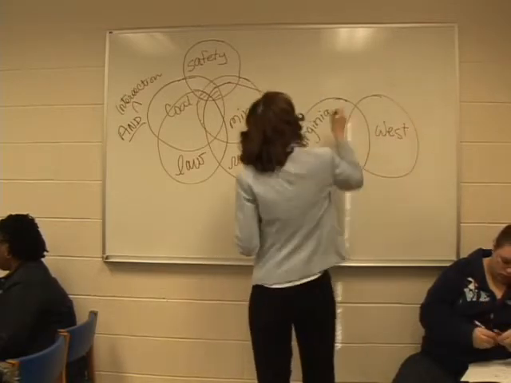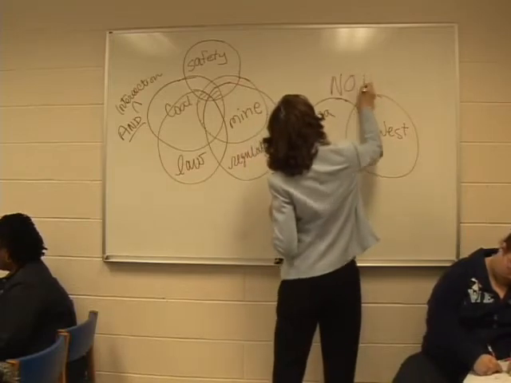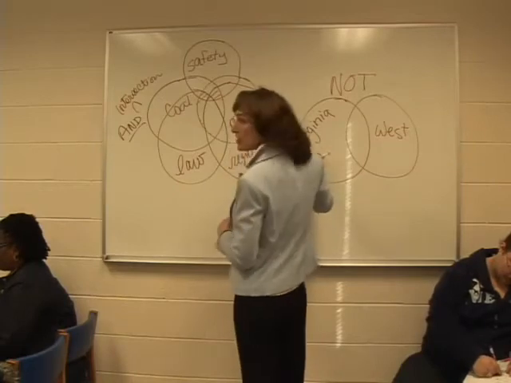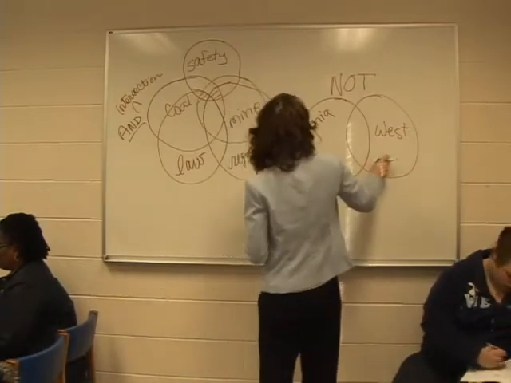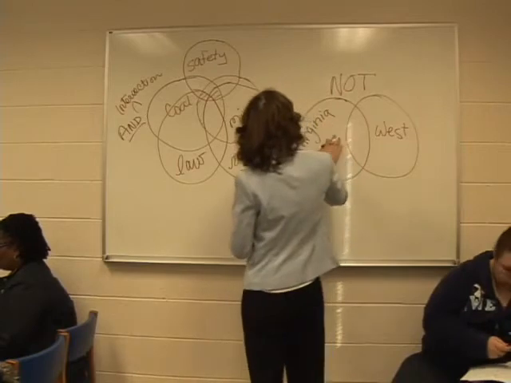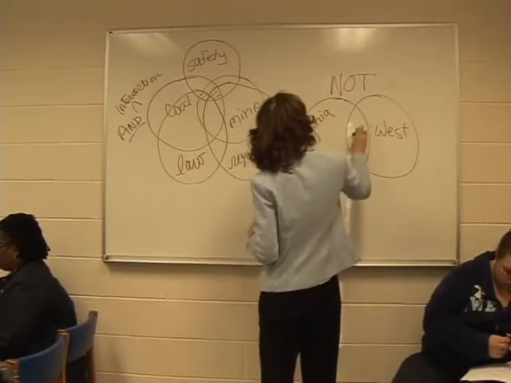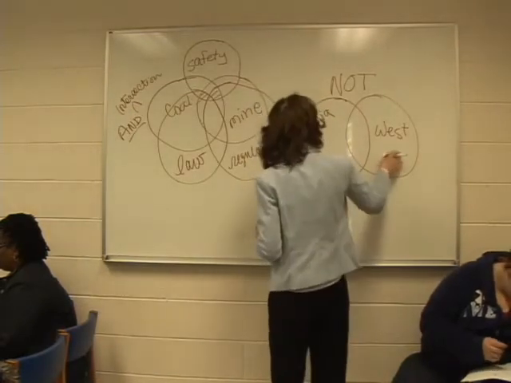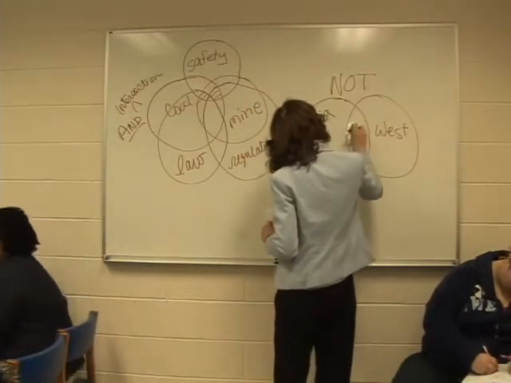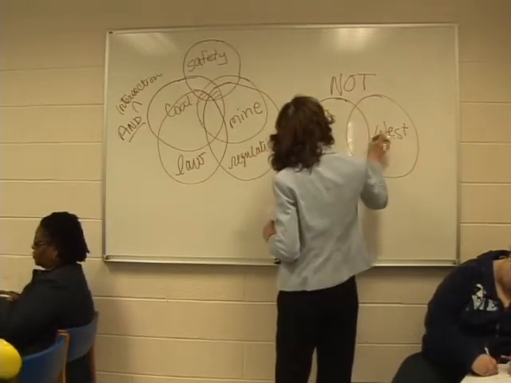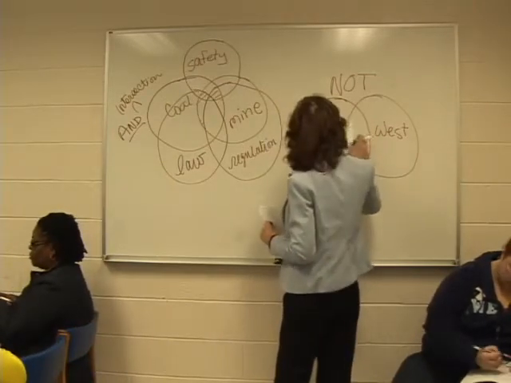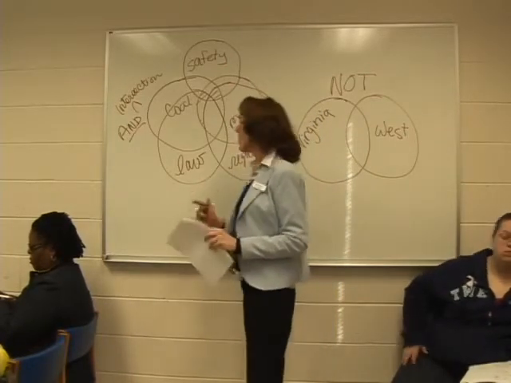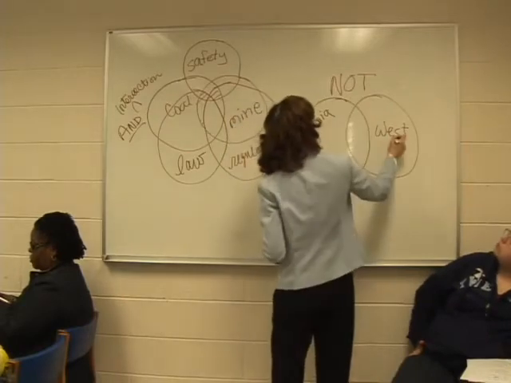Okay. What we're going to do is a not right here, because we want the word Virginia in our results. We don't want the word West. These results would have anything to do with Virginia. These results would have the word West, even like Wild Wild West. But this little patch right in here has West Virginia. This is about the state West Virginia. So if I'm saying not West, what part of this is not West?